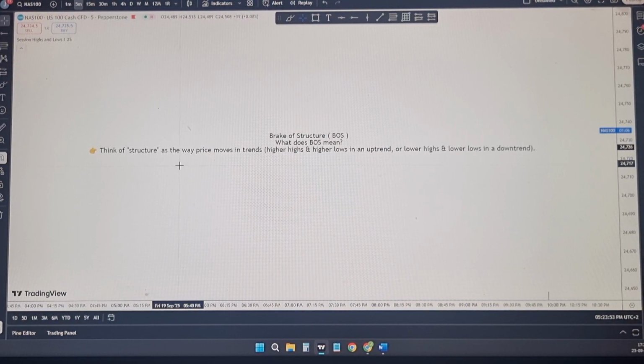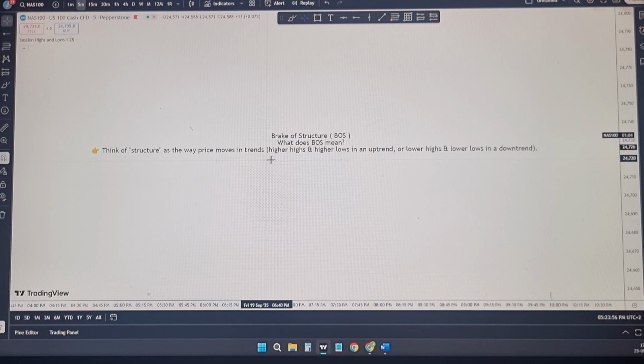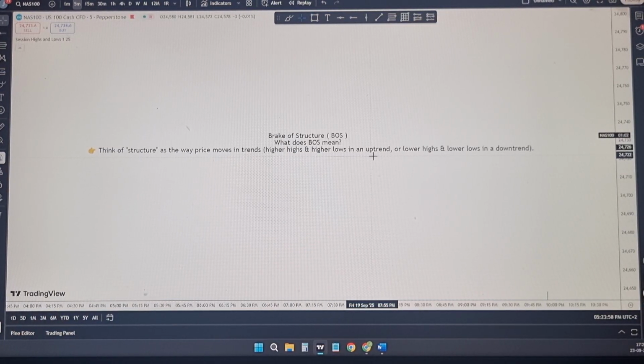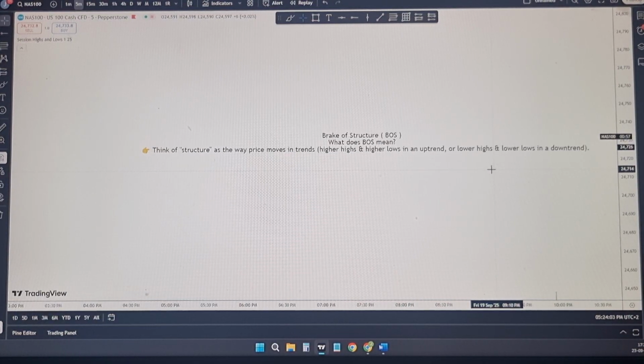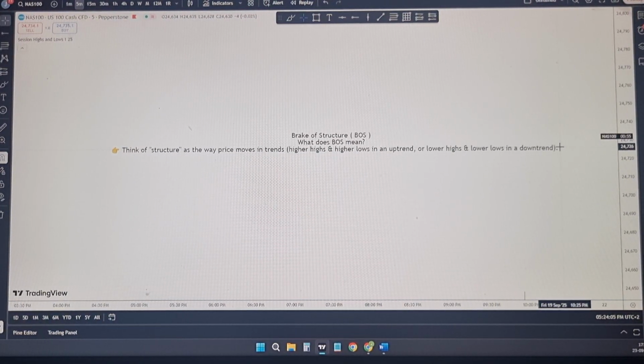Think of structure as the way price moves in trends, higher highs and higher lows in an uptrend, or lower highs and lower lows in a downtrend. Okay, so that's basically what break of structure means.